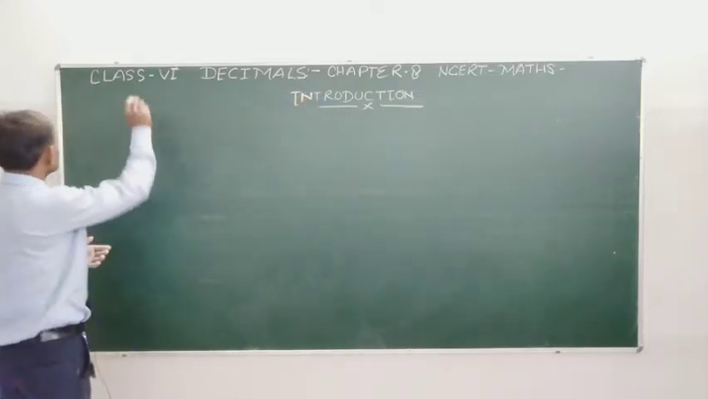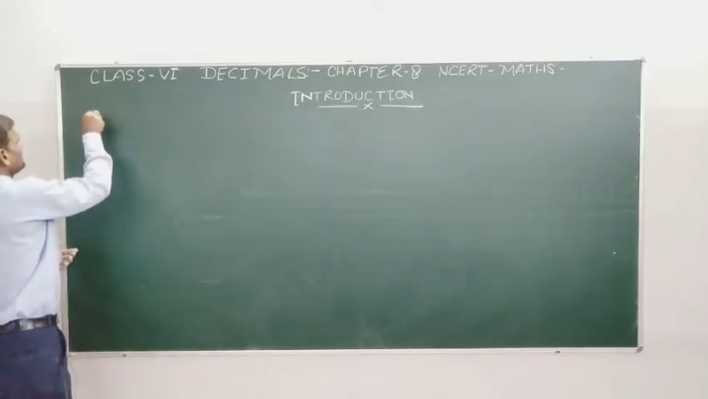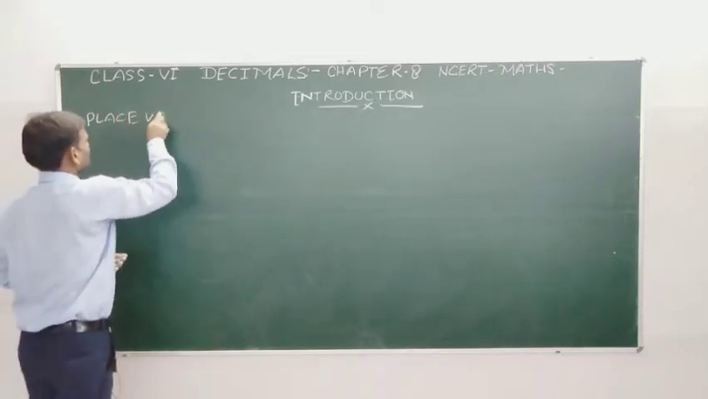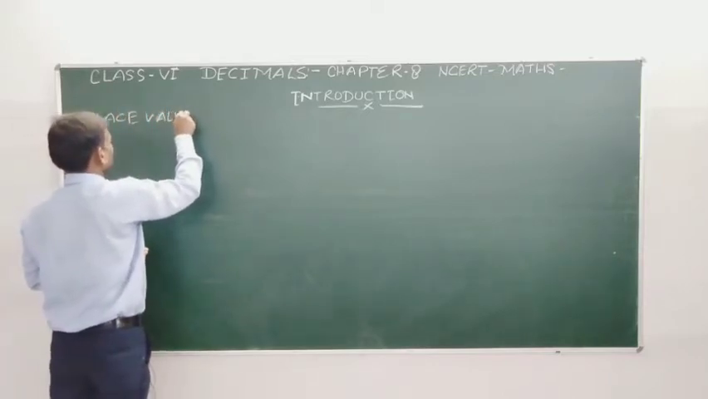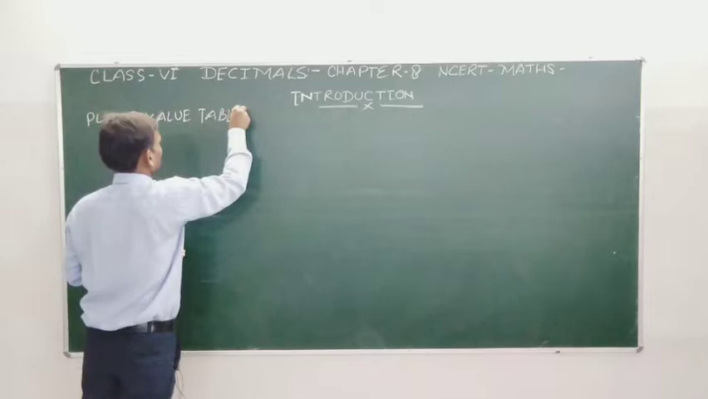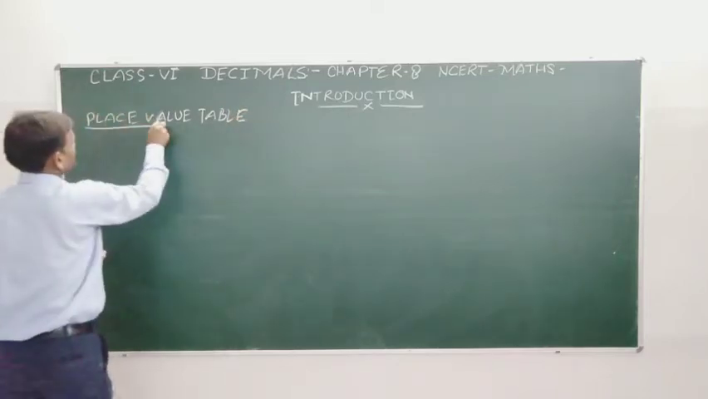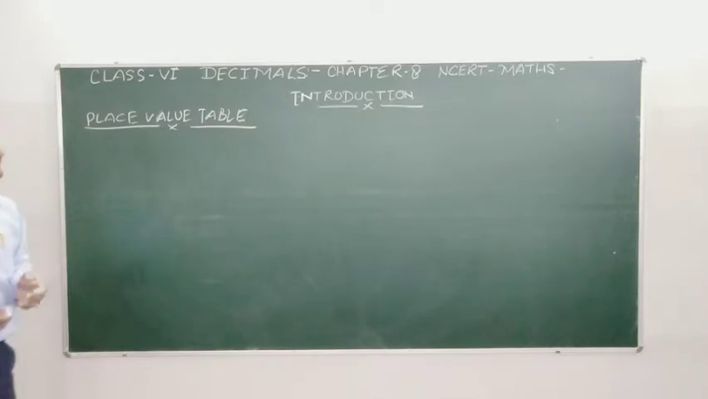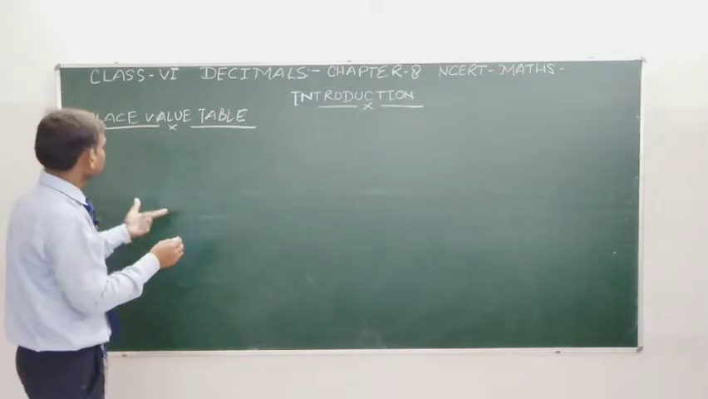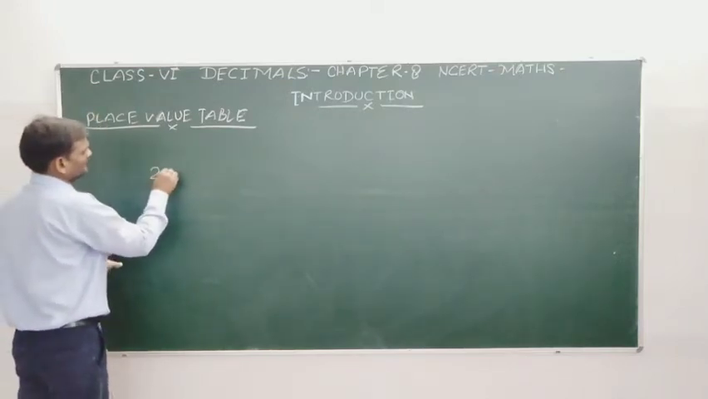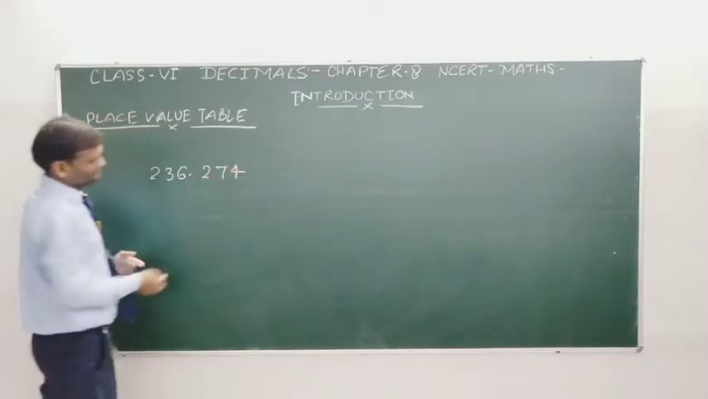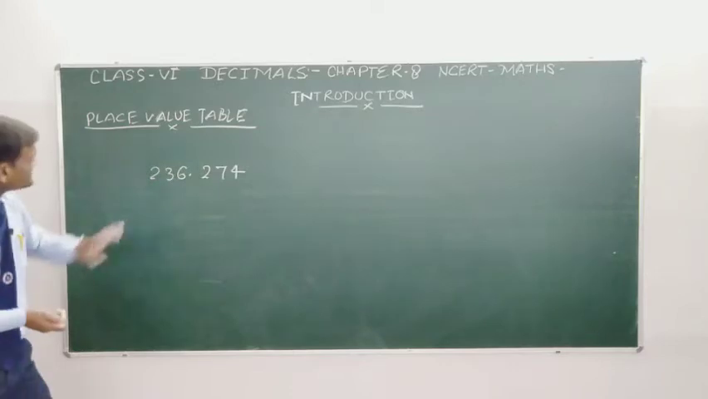Place value table. Student, next topic is place value table. Student, suppose that I have written a decimal number here: 236.274. This is a decimal number.